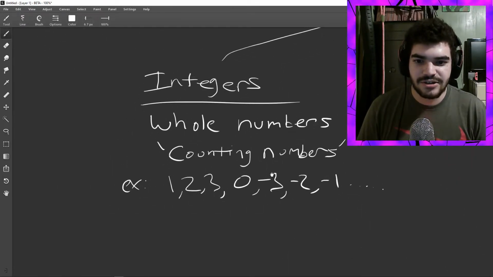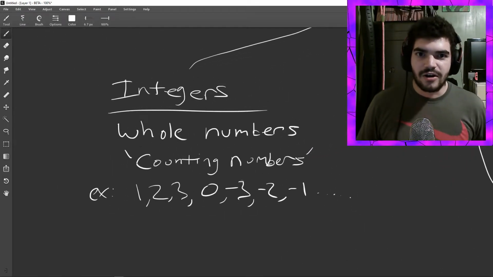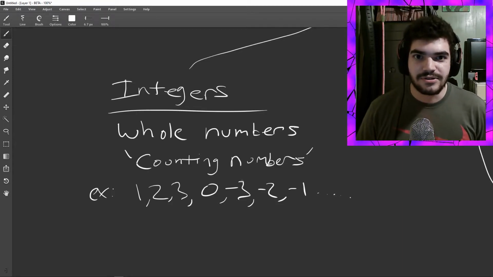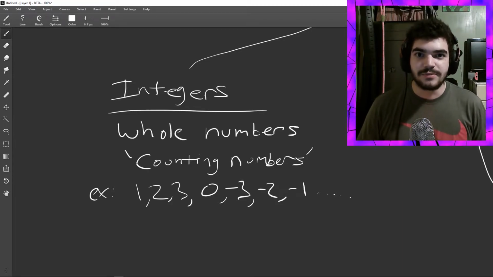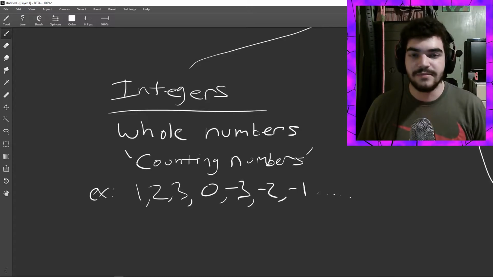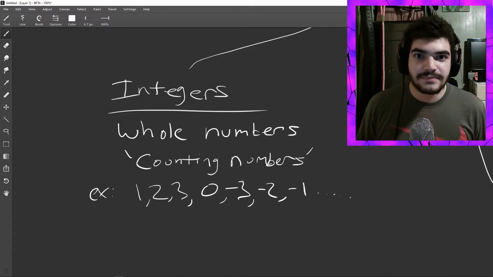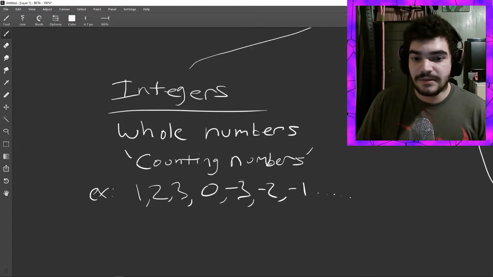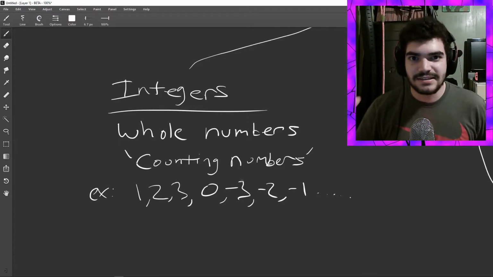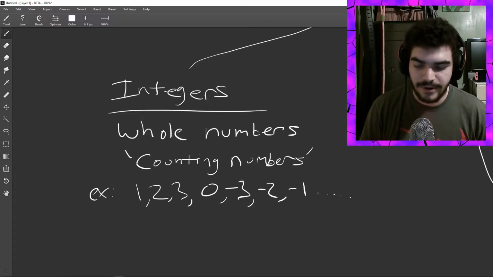We'll start with the integers. Integers are whole numbers. They are the counting numbers. And examples include 1, 2, 3, 0, -3, -2, 47, 123, anything that doesn't have a decimal after it. It's just the whole number.